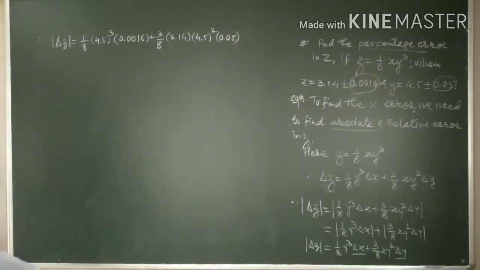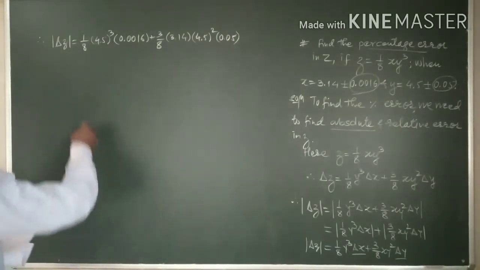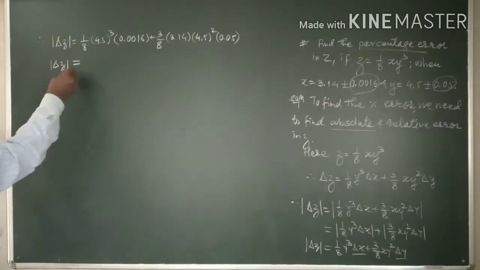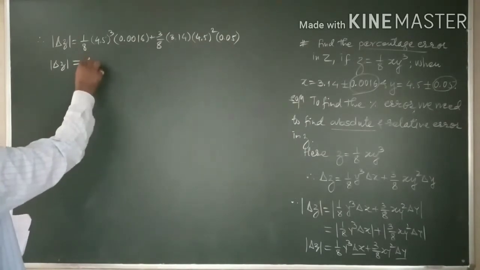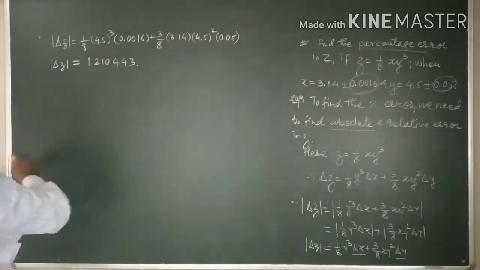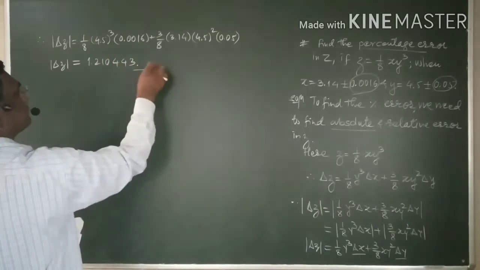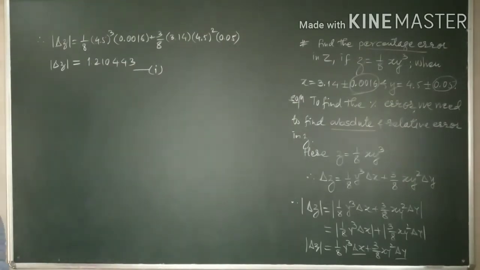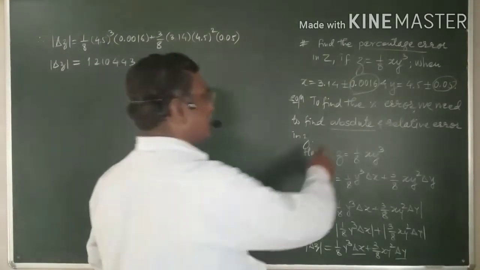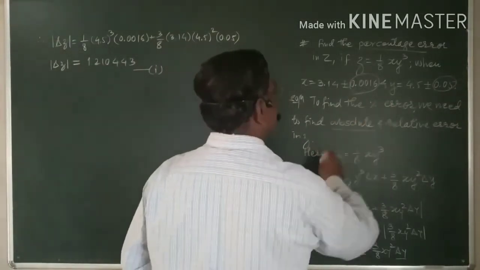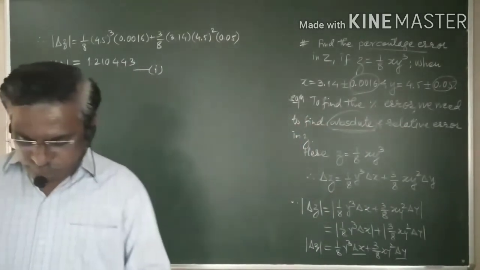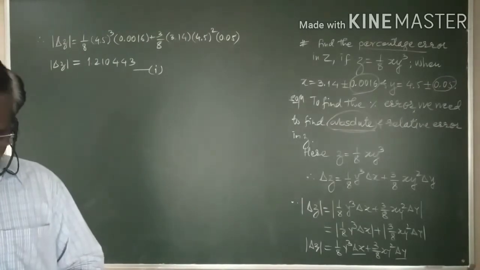Right? Now, if you calculate this, just by doing the calculation you will get the value of this as 1.210443. Okay, let me call this as 1. This is what? Absolute error. As we have stated here, to find out percentage error, we need to first find out absolute error. Now, let us go for the relative error.